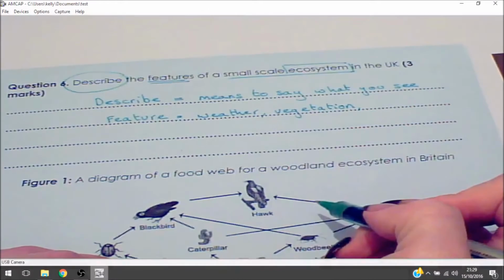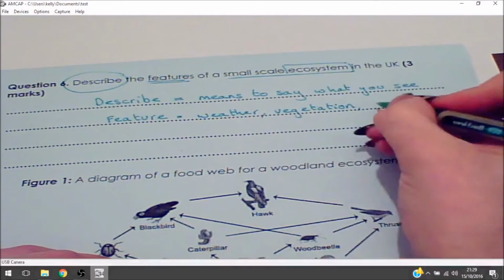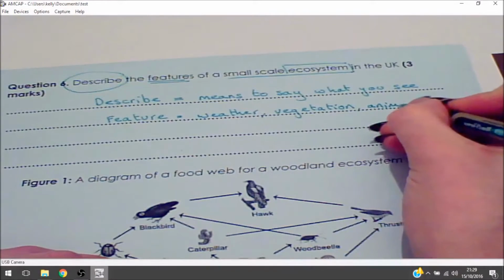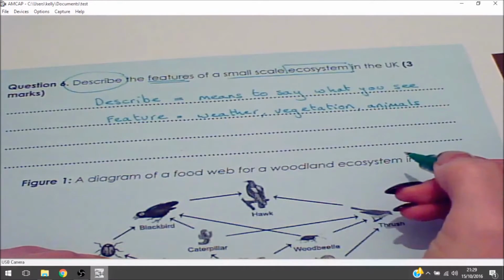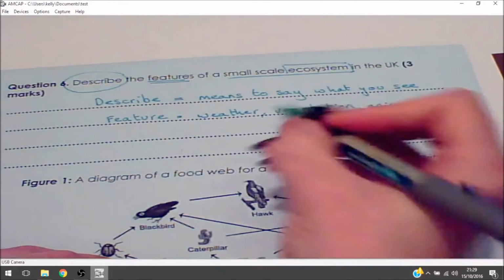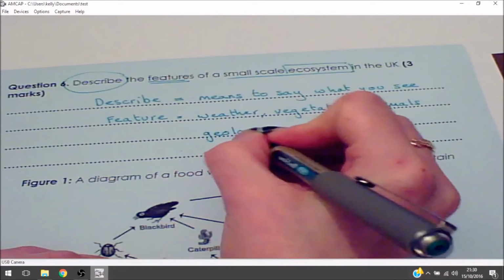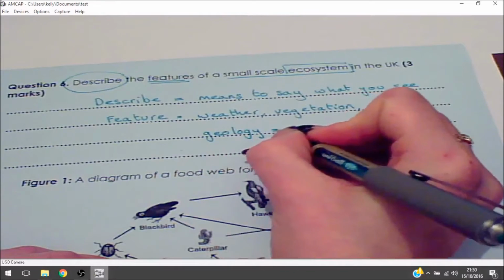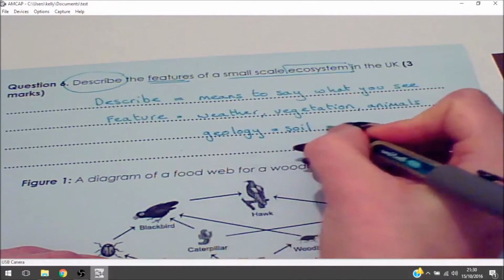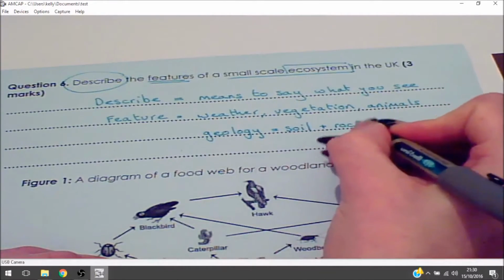Could it be to do with vegetation? What type of vegetation is that? Is it asking for anything like animals? What kind of animals live there? Is there anything else? For example, the geology. And that means soil and rock.